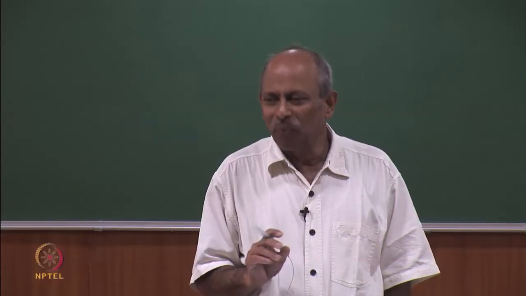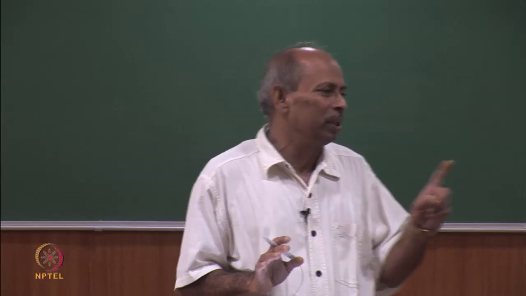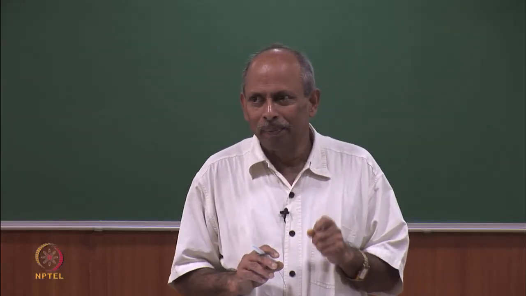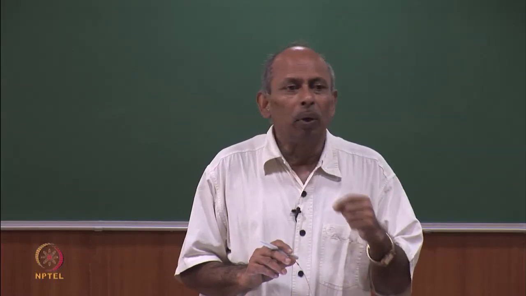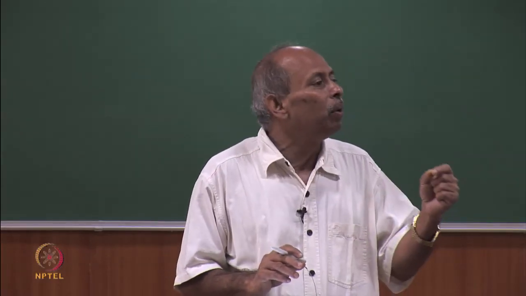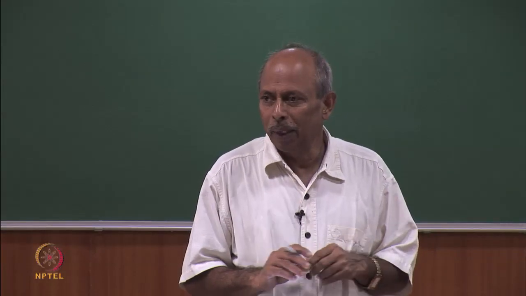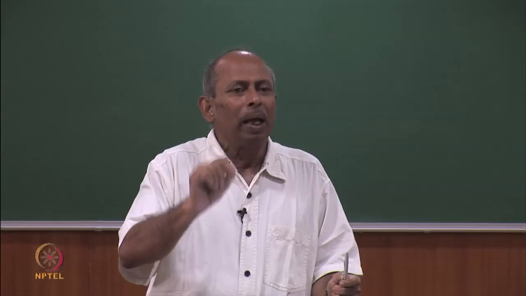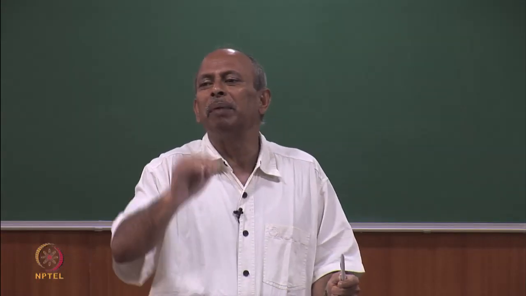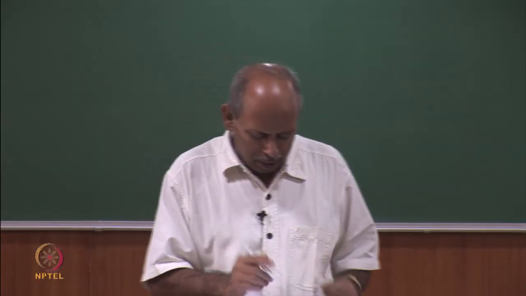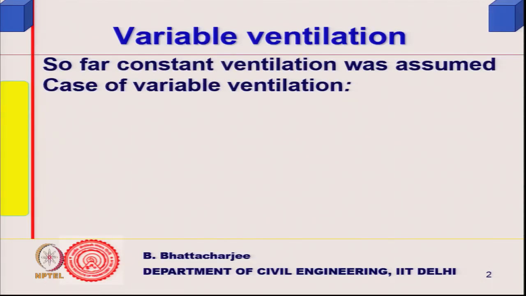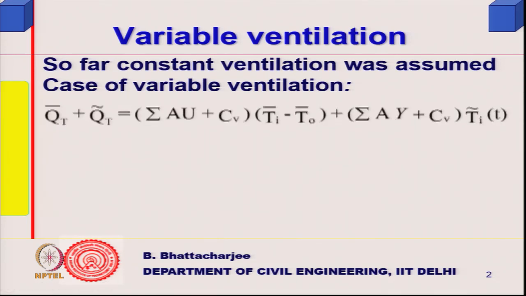Okay. So far we took ventilation as constant, CV was constant. Now, if CV is varying with time, then you can't explicitly find out the temperature swing. So far we found out explicitly the temperature swing above the mean inside temperature, but if ventilation is varying, then you can't find it out. So, variable ventilation, then we have a little bit of a problem.